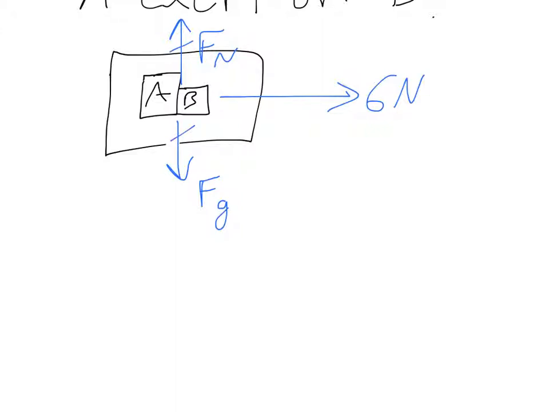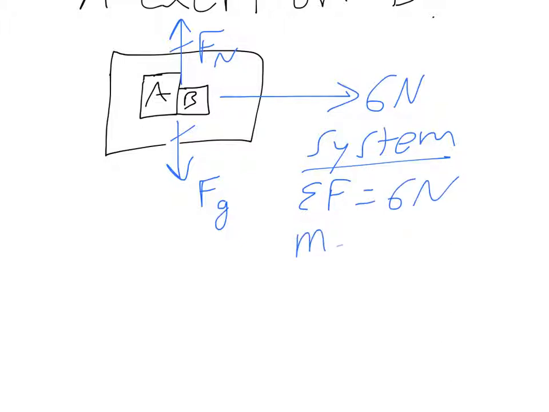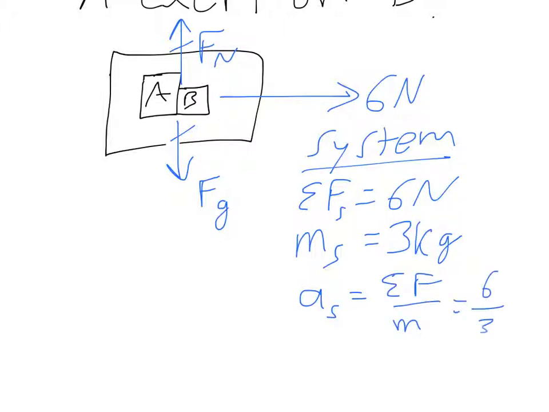So just 6 newtons. So for the whole system, the net force is 6 newtons. The mass of the system is the 2 kilograms of A and the 1 kilogram of B, so 3 kilograms. And we want to know the other piece. So all we can figure out is F, m, or a. The acceleration of the system will be net force divided by mass, 6 divided by 3, or 2 meters per second squared.